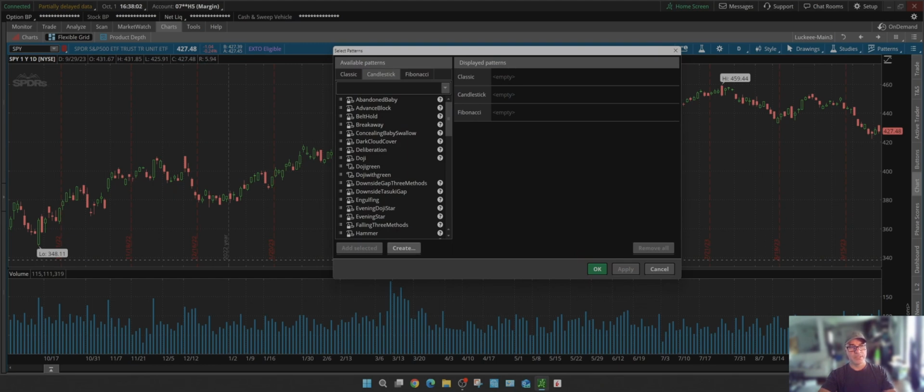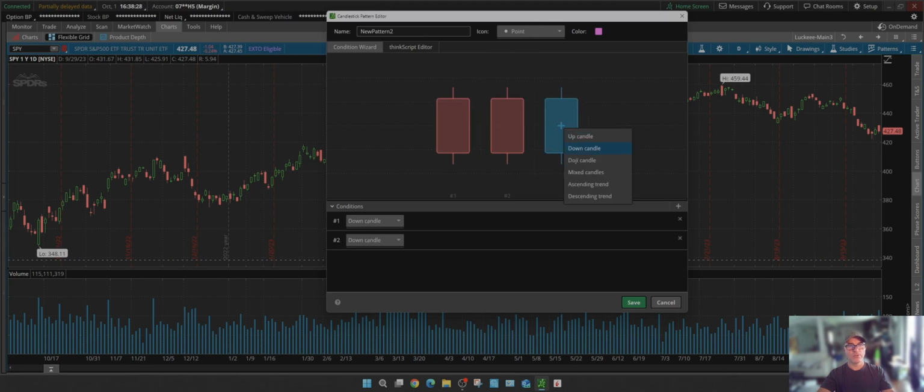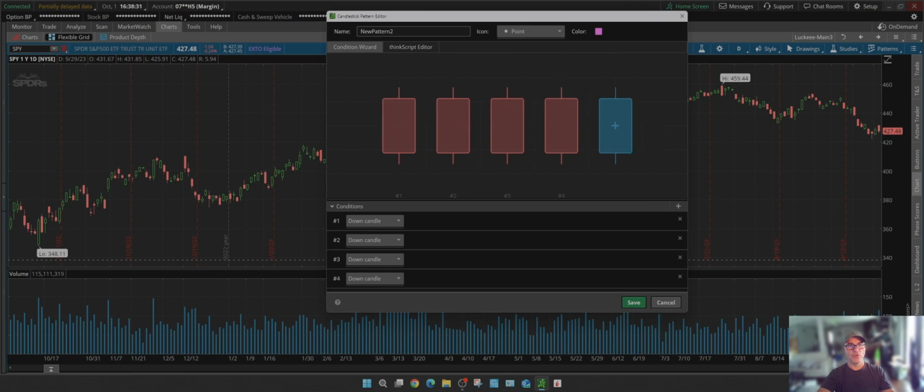What we want to do is create our own, and that's why I'm going to show you how to do it. So we click on create, and here is the candlestick pattern that we want to create. I would add a few candles, and we start with the down candles. We want to create 4, yeah, 4 is good.